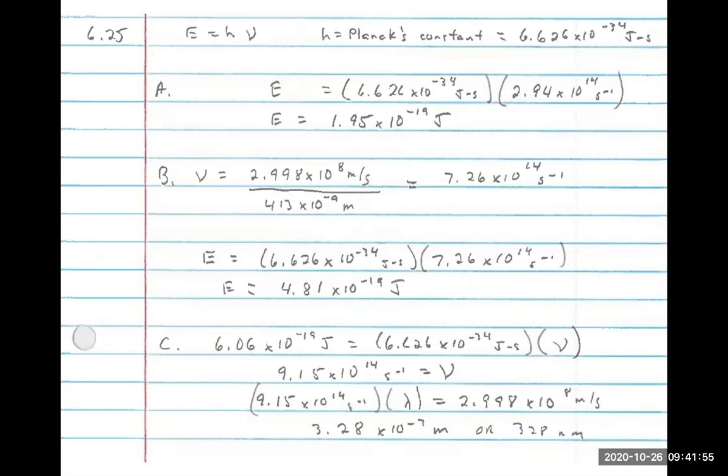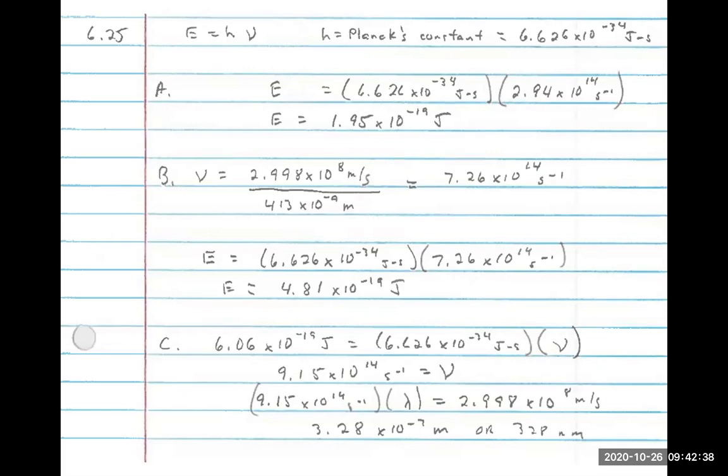In part B, we're saying calculate the energy of a photon whose wavelength is 413 nanometers. In order to use our equation, we need to get things changed into frequency. And once again, we can use the speed of light, that's the 2.998 times 10 to the 8 meters per second.